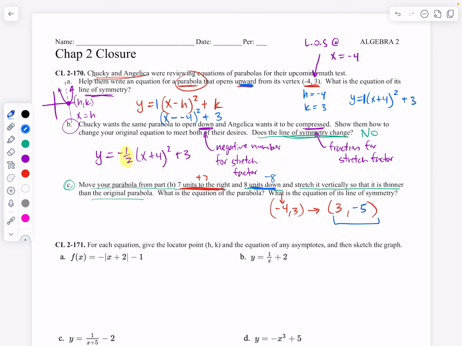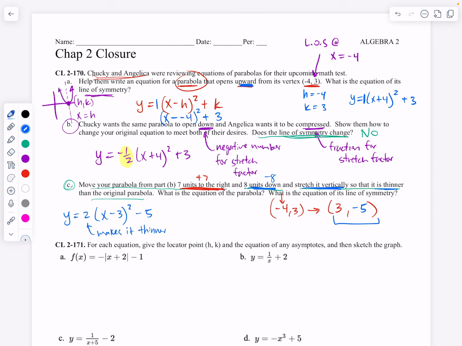And then I want to stretch it vertically so that it's thinner. So this means I need to increase the stretch factor. So let's go to like 2 times (x minus 3) squared minus 5. Okay? So this makes it thinner by adding a stretch factor.